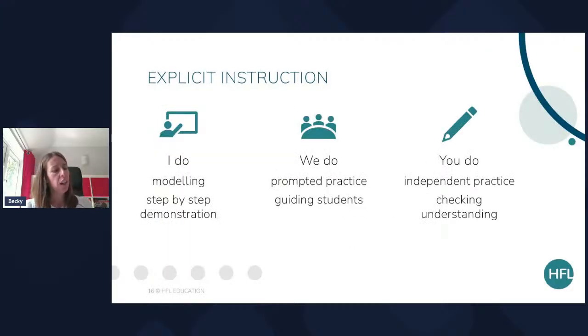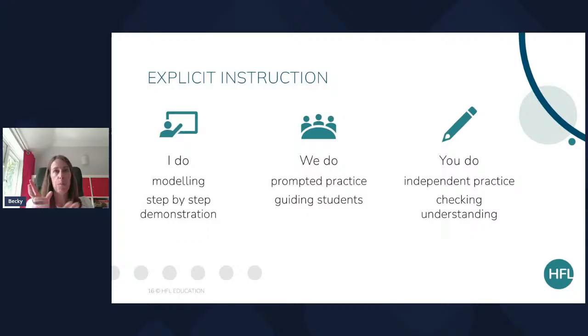We also focus in here, we've got the I do, we do, you do. And we use this a lot in our training. And the research says that the guided practice, that bit on the we do in the middle, is often missed. And we've observed this as well. Do your teachers take the time to guide students through their learning?